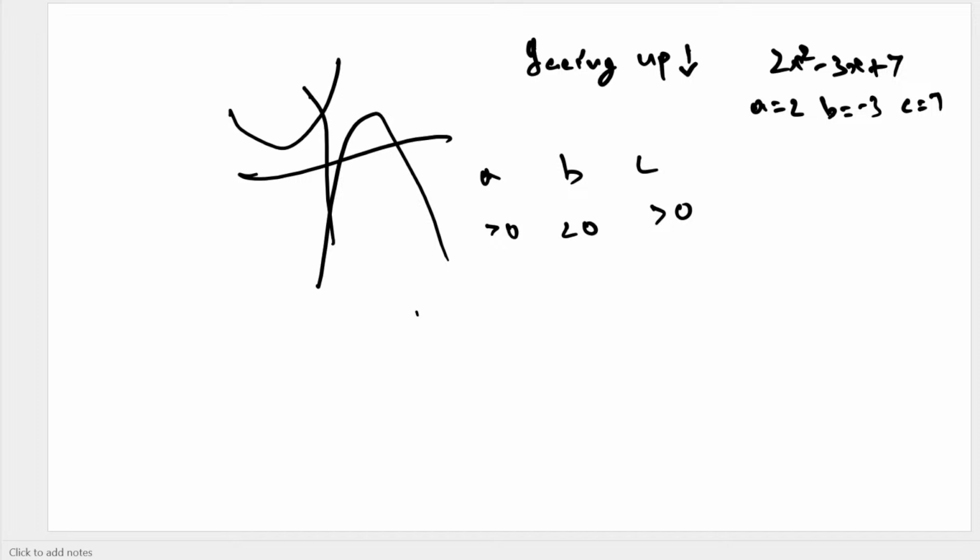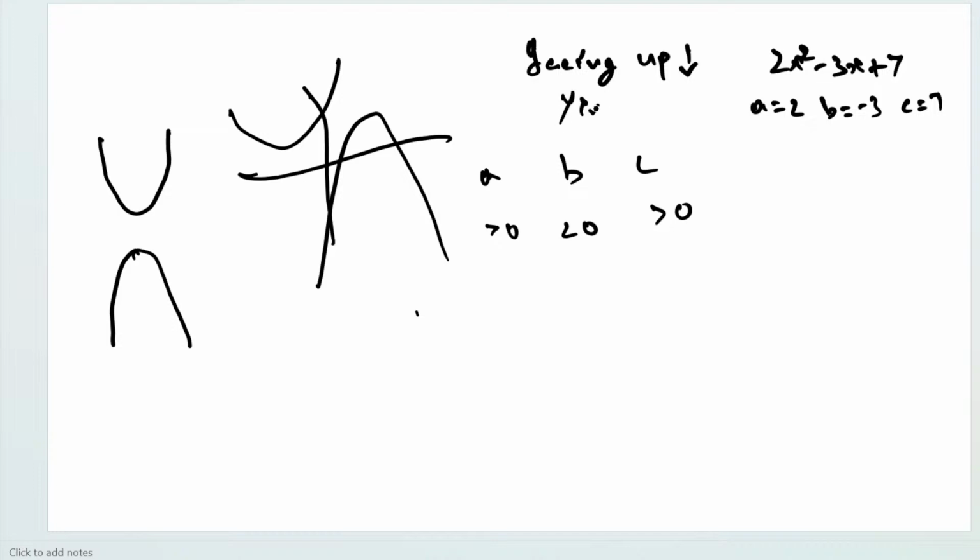Sir, it's facing both the sides, no, sir. No, no. So facing up is a graph like this. Facing down is a graph like this. So it's facing up, and this is why it is facing up. Sir, because A is greater than 0 and C is greater than 0. Very good, excellent. It is facing up.